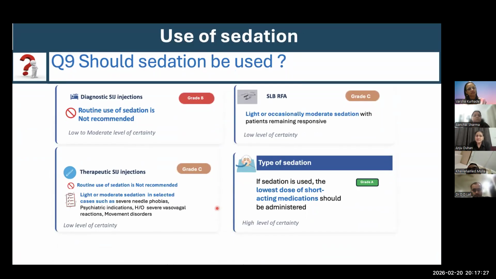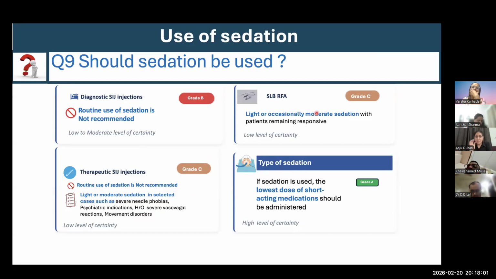Routine use of sedation is not recommended for diagnostic SIJ injections or therapeutic SIJ injections. However, light or moderate sedation can be used for therapeutic injection in selected cases such as severe needle phobias, psychiatric indications, history of severe vasovagal reactions, or movement disorders that preclude the safety of the injections in these patients.